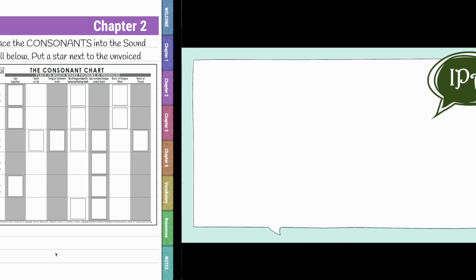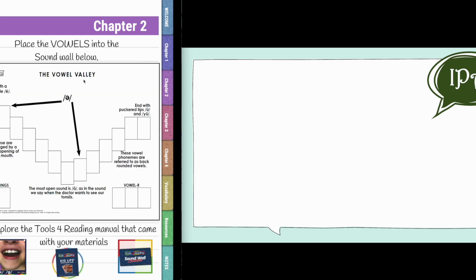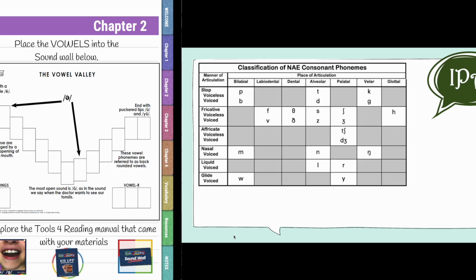Okay, so that is the consonant chart. I hope you're able to fill that out. I'm going to pause the video here because next we'll be talking about the vowel valley. I want to save that for another half because this has gotten pretty long as it is.